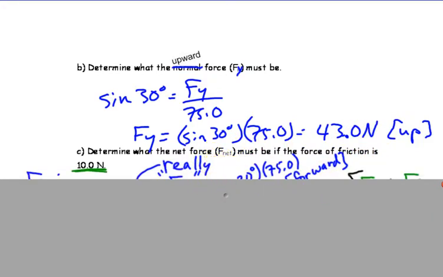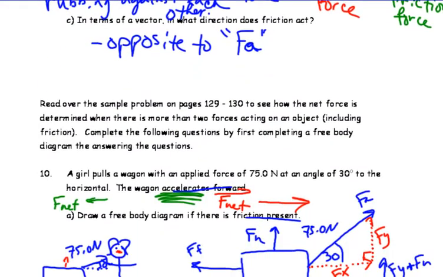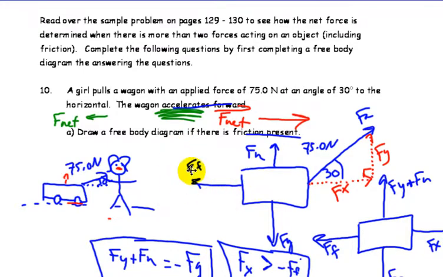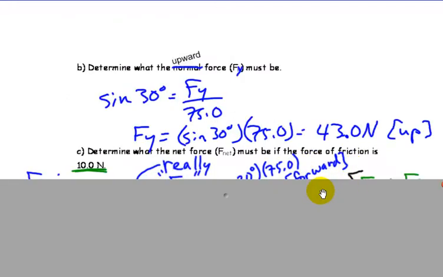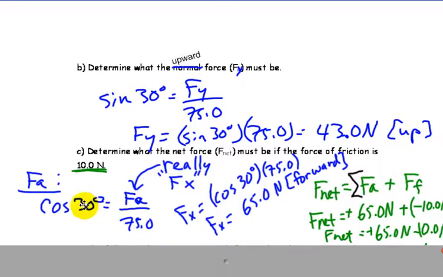Determine what the net force must be if the friction is 10 newtons. So we think of that as being a negative 10. If Fx is a positive direction, Ff will be the negative direction. Of course Fx is the adjacent side, so I need to use cosine. So cos 30 is equal to Fa over 75, and really we're figuring out Fx there. Whether you call it Fa or Fx, it doesn't matter. So that works out to be 65 newtons forward.